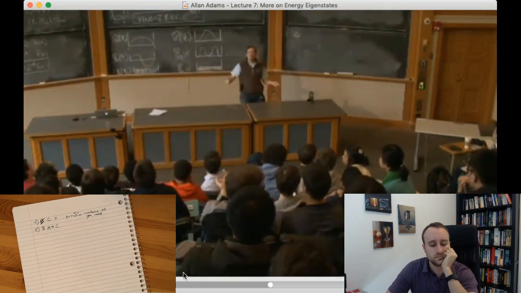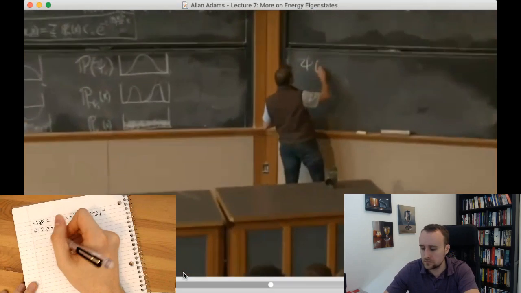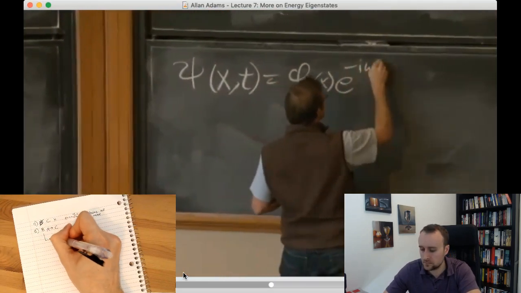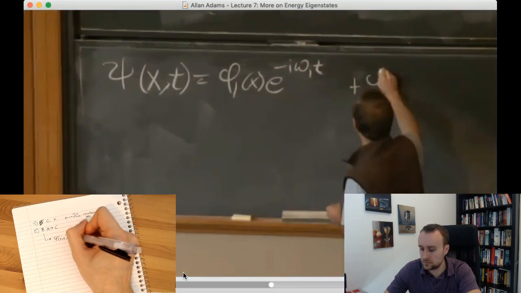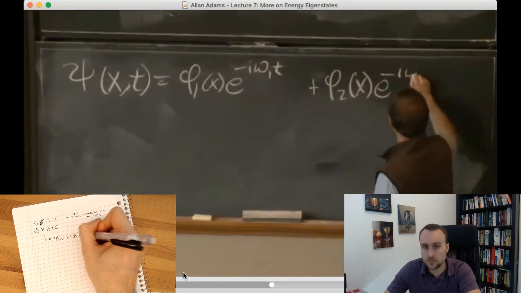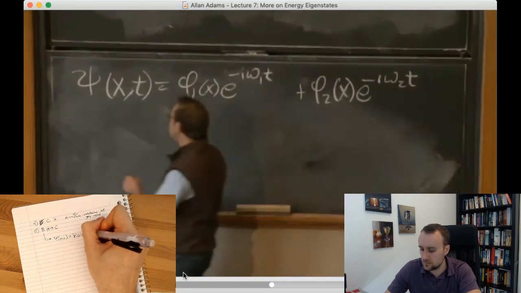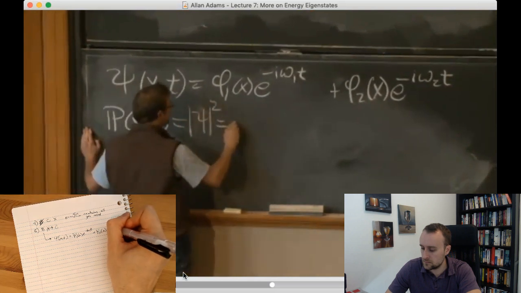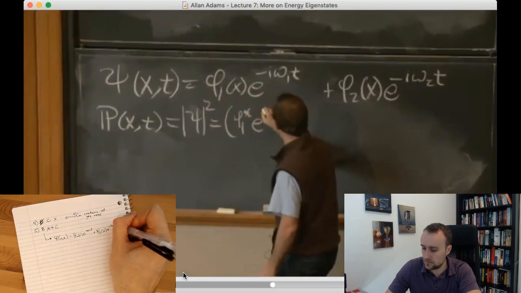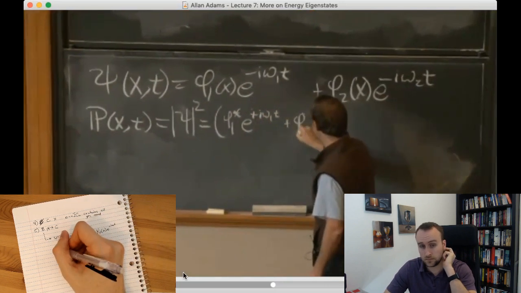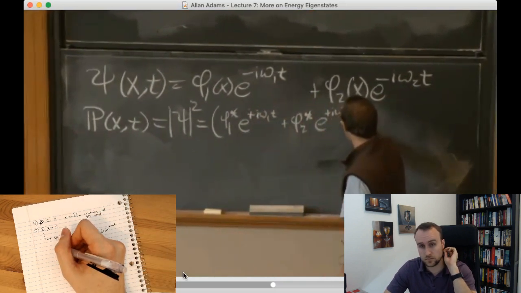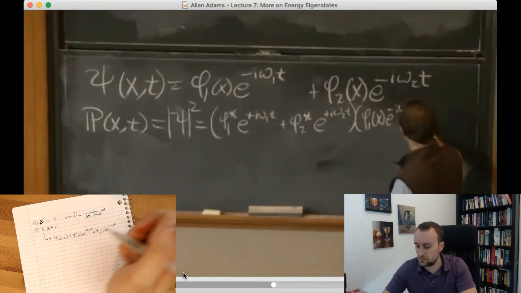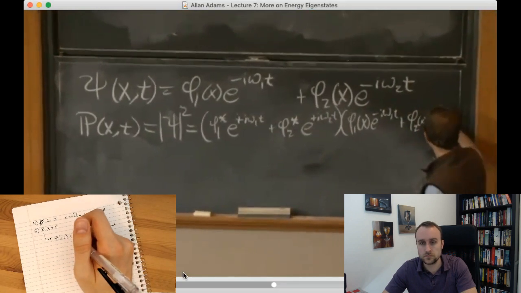All right. So let me tell you the trick. The wave function we said, psi of x and t, is equal to phi 1 of x e to the minus i omega 1 t plus phi 2 of x e to the minus i omega 2 t. Right? So great, we take the norm squared. What's the probability to find it at x at time t? Probability density is the norm squared of this, psi squared, which is equal to phi 1 complex conjugate e to the plus i omega 1 t plus phi 2 complex conjugate e to the plus i omega 2 t, times the thing itself, phi 1 of x e to the minus i omega 1 t plus phi 2 of x e to the minus i omega 2 t.